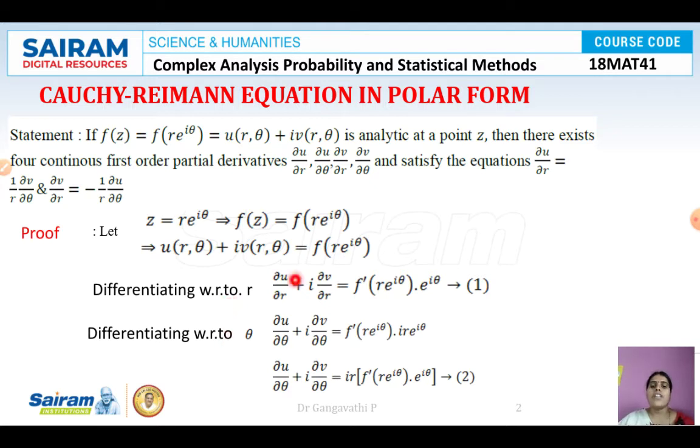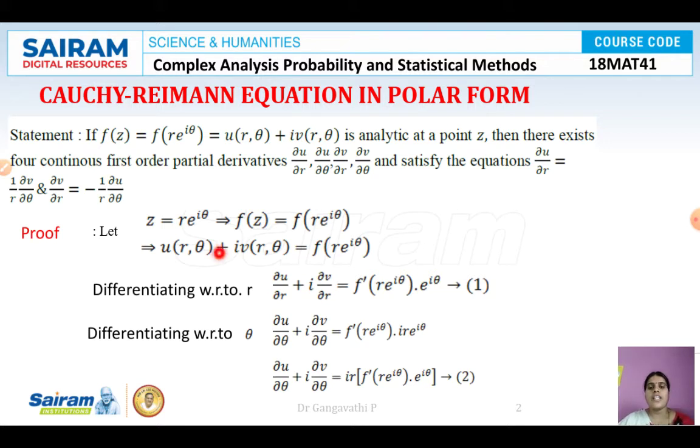So when we differentiate this with respect to r, we get dou u by dou r plus i dou v by dou r, equal to f dash of r e power i theta, and the differentiation of r e power i theta with respect to r is e power i theta. Let us call this result 1.